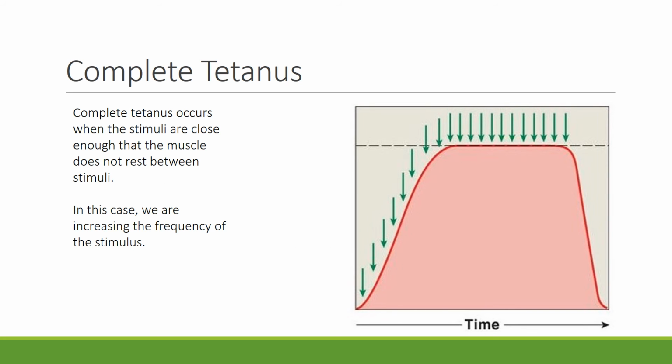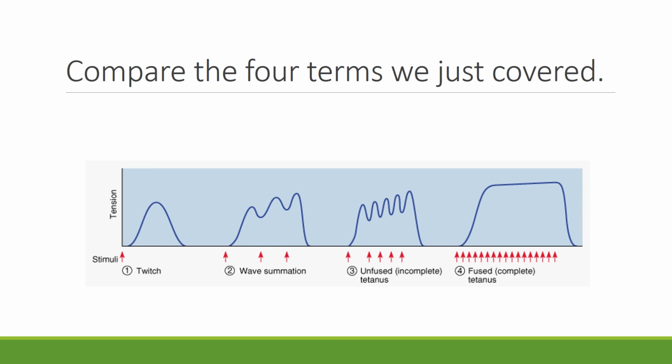The last term in this series you should know is complete tetanus. Complete tetanus occurs when the stimuli are close enough that the muscle does not rest between stimuli. In this case, we're increasing the frequency of the stimulus. You can see that in the diagram to the right. Here is a comparison of the four terms we just covered: twitch, wave summation, incomplete tetanus, and complete tetanus. Be sure you know the differences.